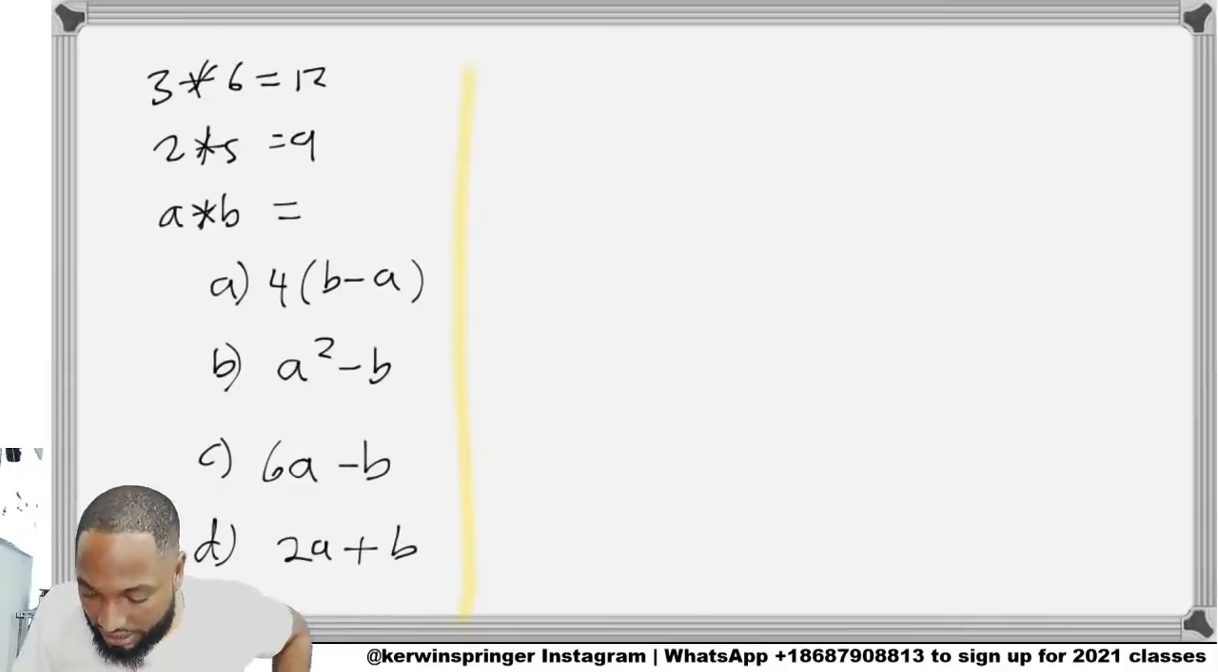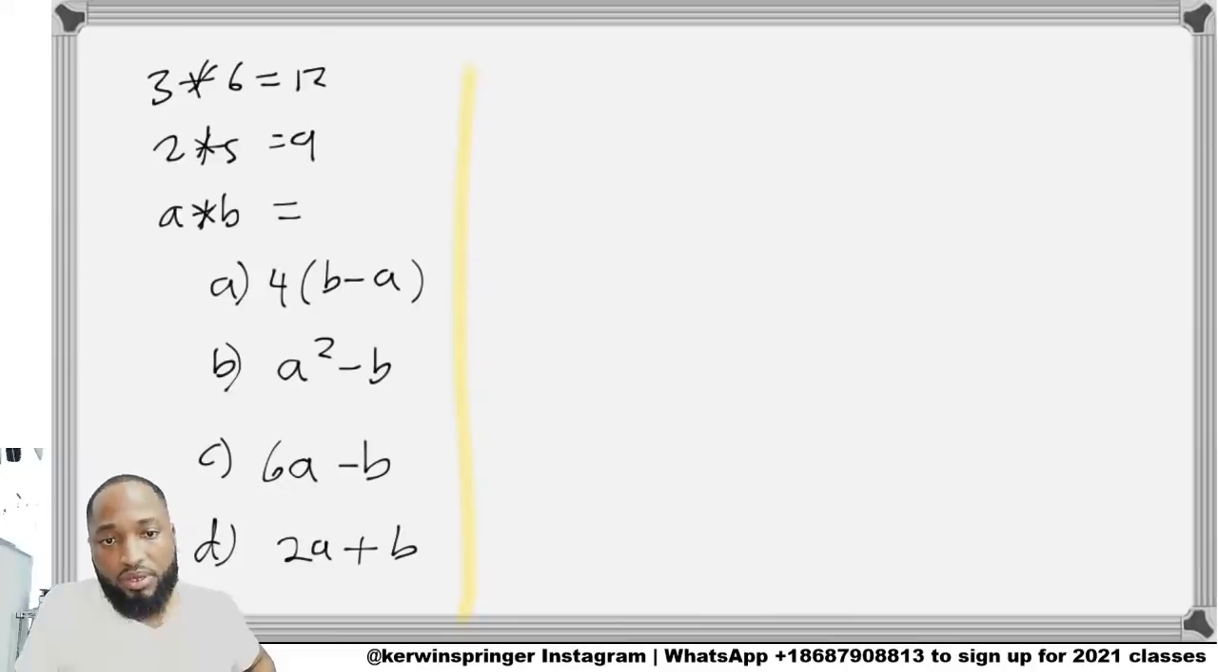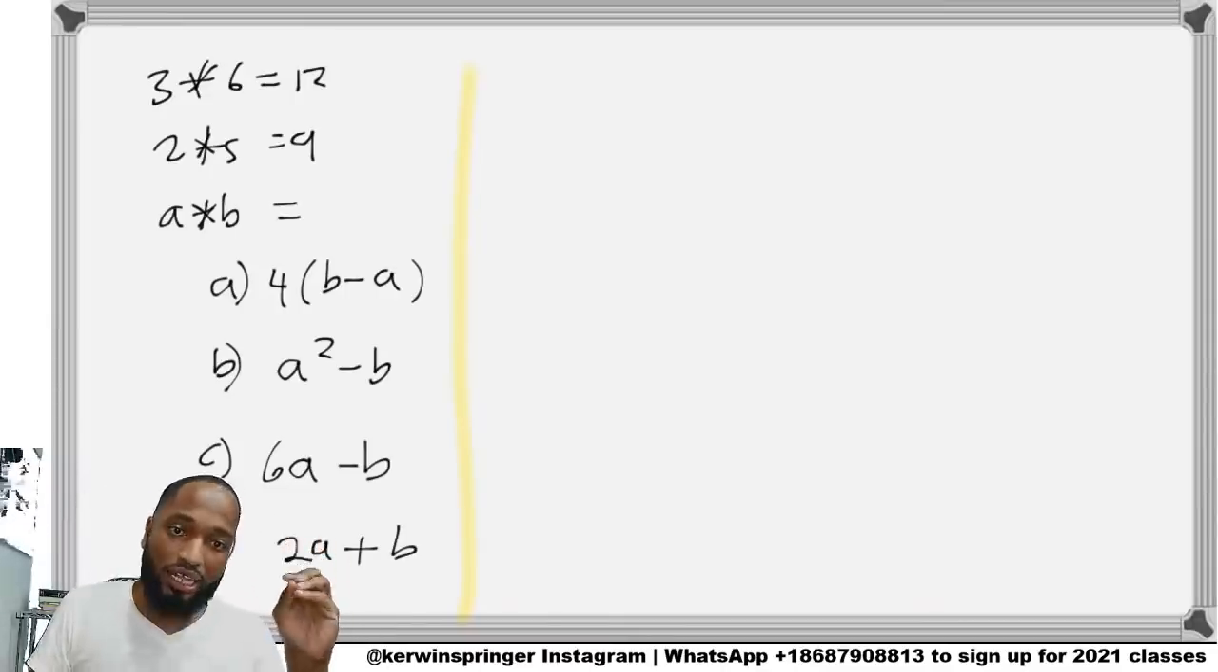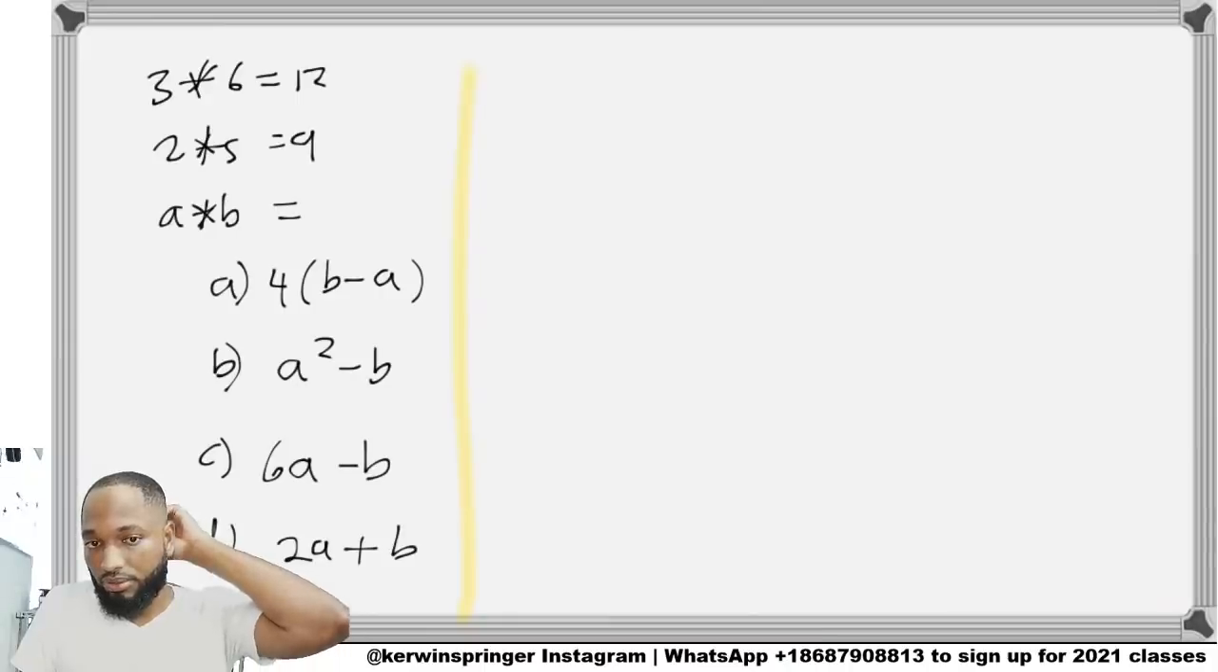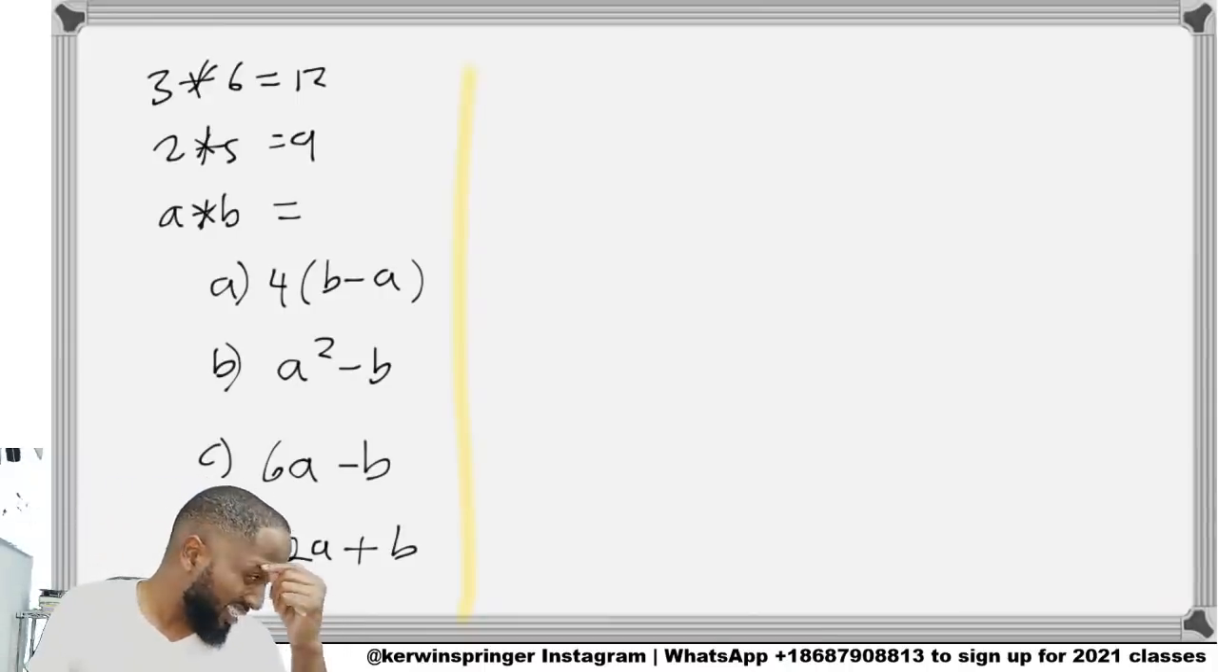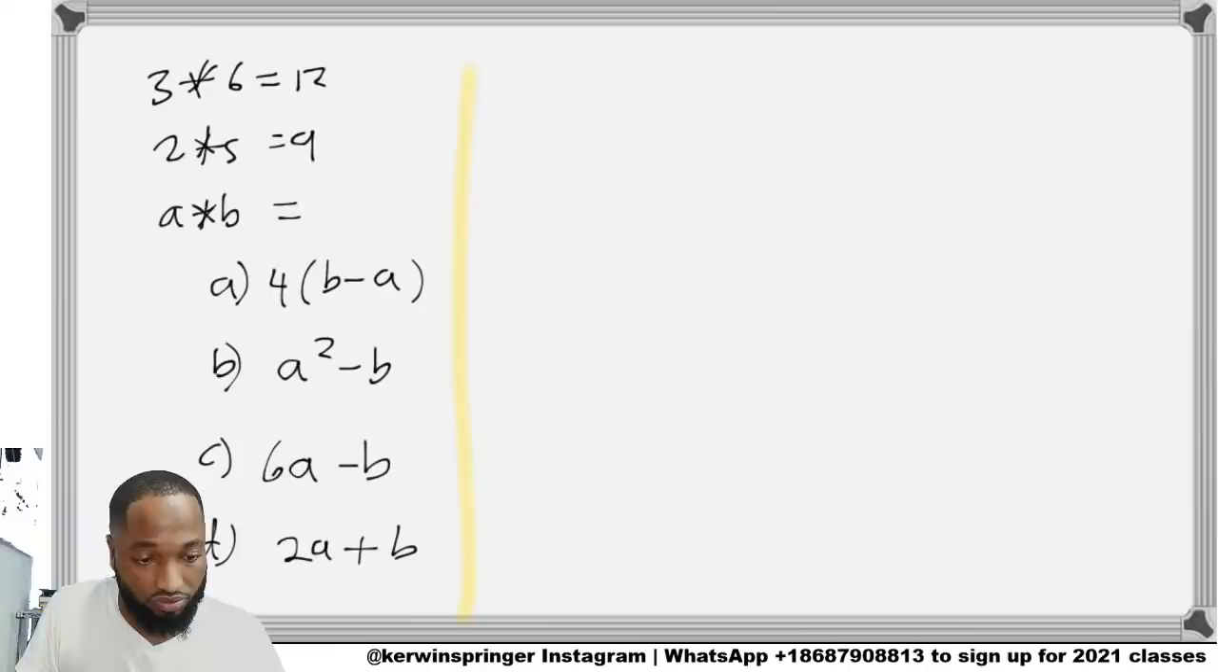So 3 star 6 is equal to 12, 2 star 5 is equal to 9. So A star B is what really? This is one of the weirdest questions in CSEC in terms of you have to actually take the answers and test them in the question. So what answer are you all feeling? When you get a question like this, you take each option and see if it works.